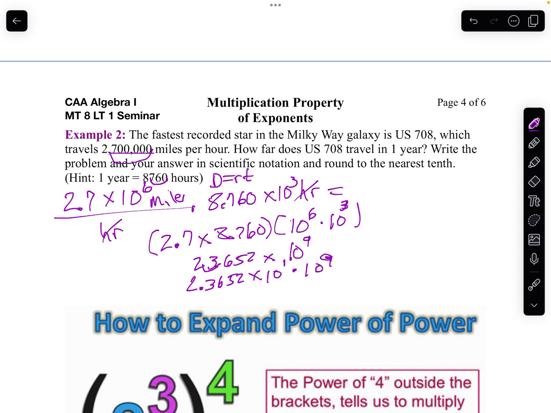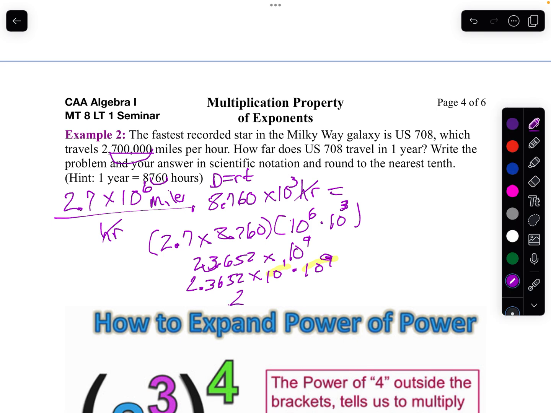And my problem says round it to the nearest tenth. So I'm going to say 2.4. And notice I've got some exponents here, again, 10 to the first times 10 to the 9th. 1 plus 9 is 10. So I'm going to rewrite that because that looks better. So I get 2.4 times 10 to the 10th. In this case, it would be miles, wouldn't it? There is our answer.